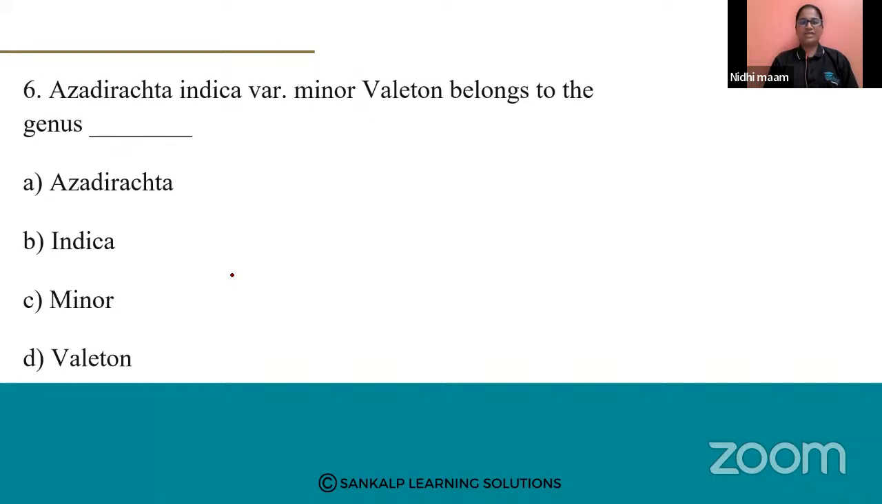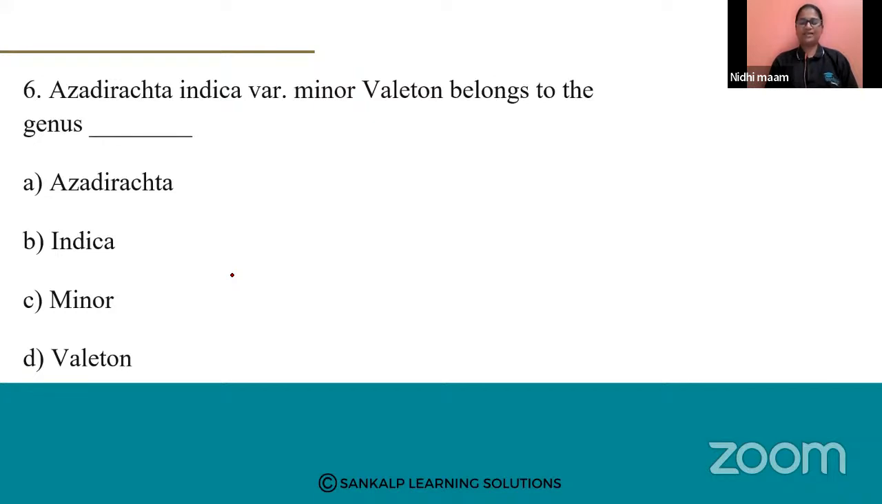Azadirachta indica var. minor Valeton belongs to the genus. So they are asking, Azadirachta indica var. minor Valeton belongs to the genus. What is the genus of this organism? Easy question again. The quick response is given by Vaivitya, Davina, Redmi. Okay. What about others?